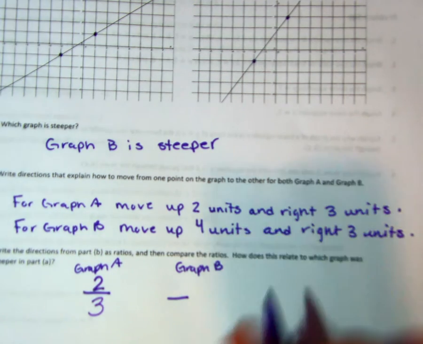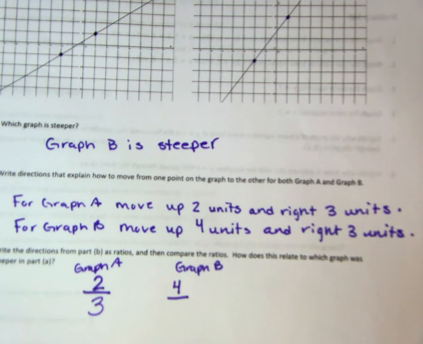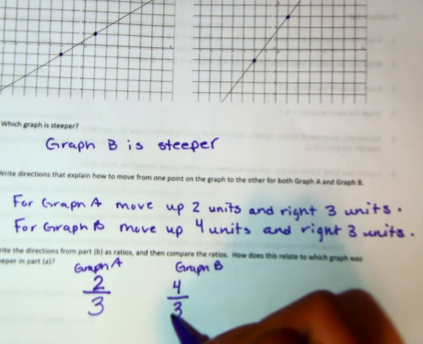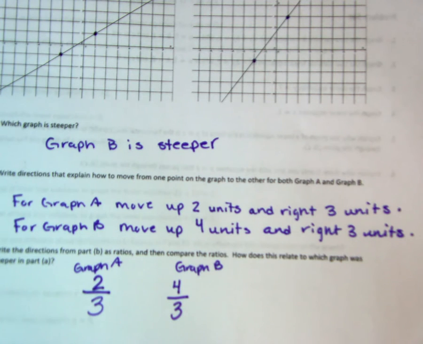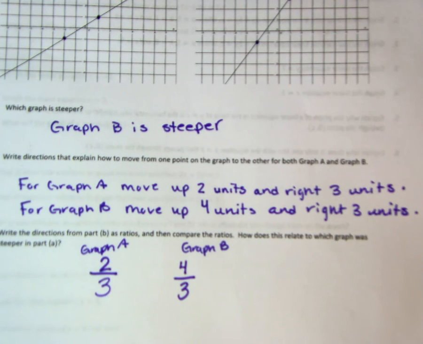For graph B, I want to move up 4 units. I'm going to put that number in my numerator. I want to move to the right 3 units and put that number in my denominator. I can now use these fractions, these ratios, to compare the graphs to actually determine which graph is steeper. The steeper graph will have the greater ratio.